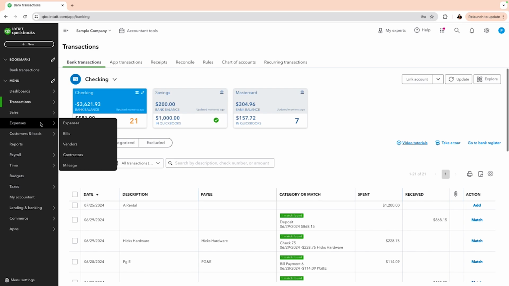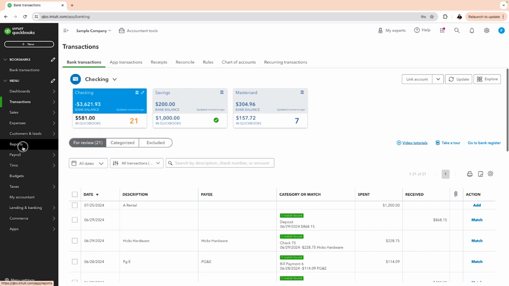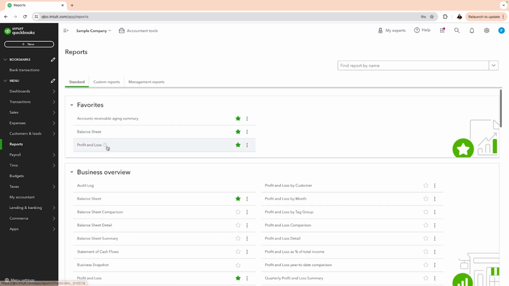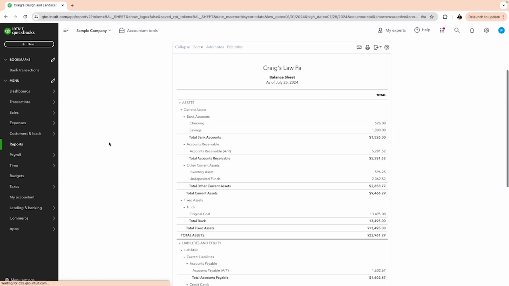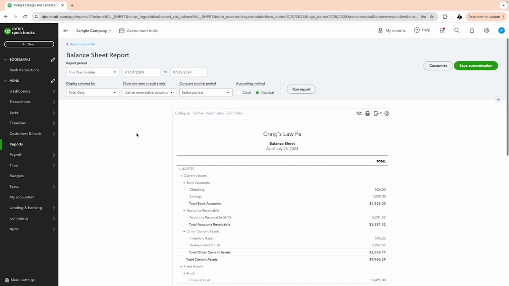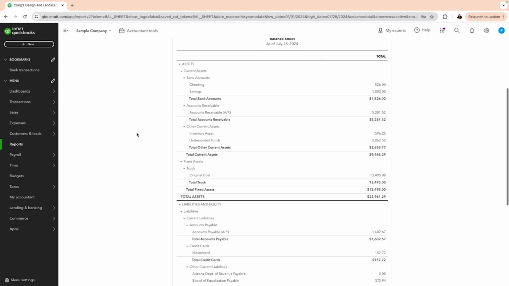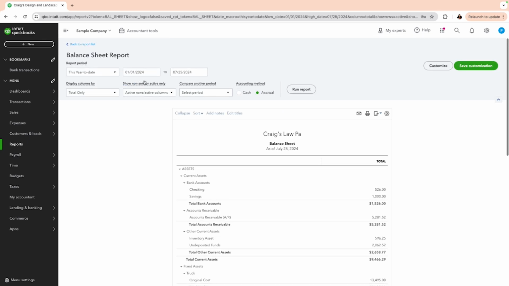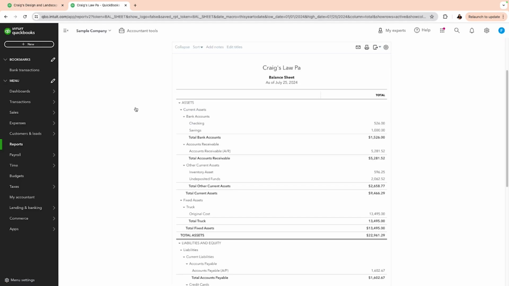Now I'm going to show you on the reports. We're going to go to the balance sheet, and we're going to show you how that trust will show in the balance sheet. So this year to date, when was that transaction? I want to duplicate here to verify if I can find those transactions.